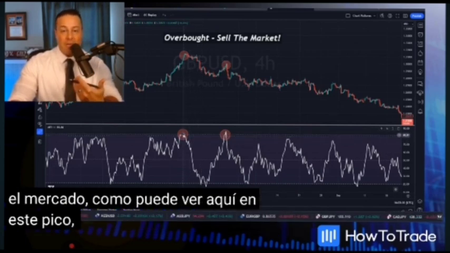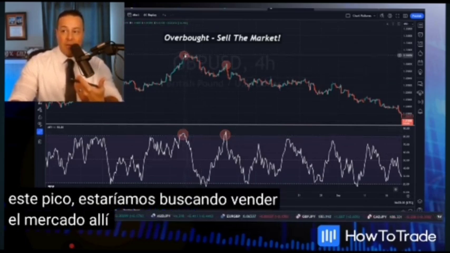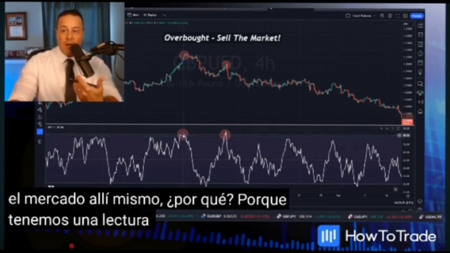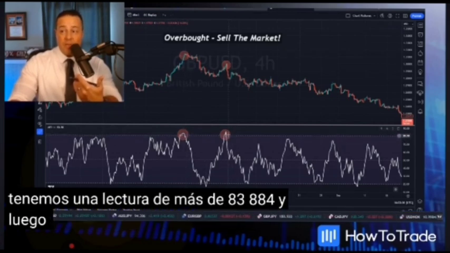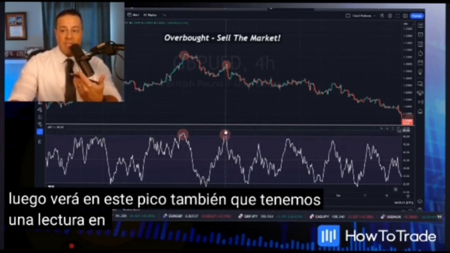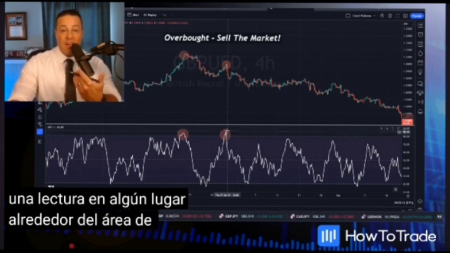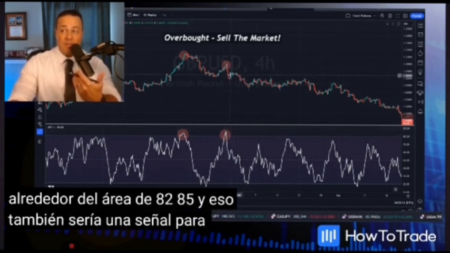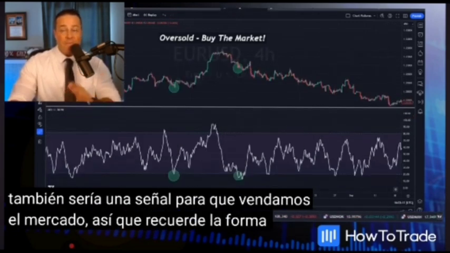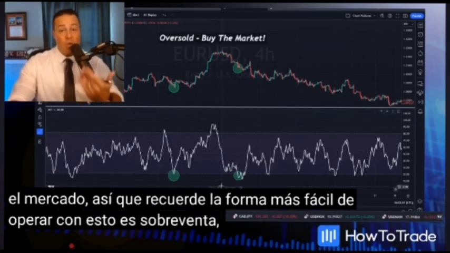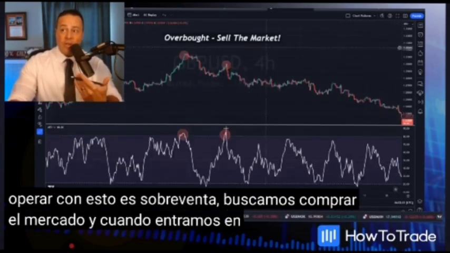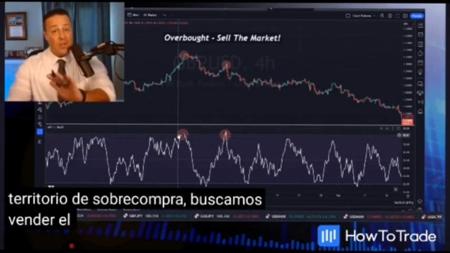As you can see right here on this peak, we would be looking to sell the market right there. Why? Because we have a reading upwards of 83, 84, and then you'll see on this peak as well, we've got a reading somewhere up around the 82, 85 area, and that would also be a signal for us to sell the market. So remember, easiest way to trade this, oversold, we're looking to buy the market, and when we get into overbought territory, we're looking to sell the market.